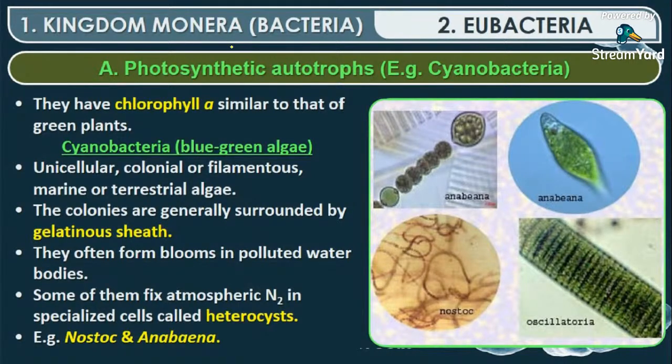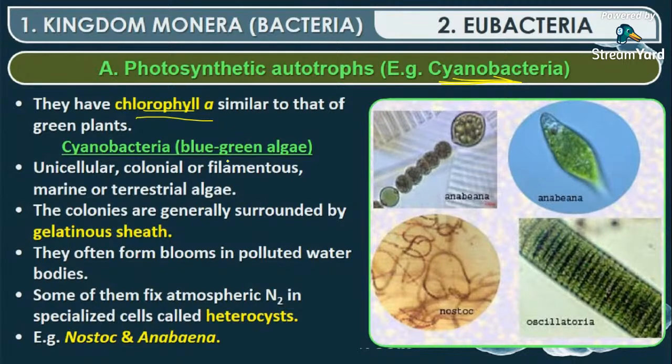Eubacteria can be classified as autotrophs, that are photosynthetic autotrophs, the very first classification. They have chlorophyll A, similar to that of green plants. The chlorophyll present in green plants is chlorophyll A, and that same chlorophyll is present in photosynthetic autotrophs, as in the case of cyanobacteria. Cyanobacteria is an example of a photosynthetic bacteria consisting of chlorophyll A.